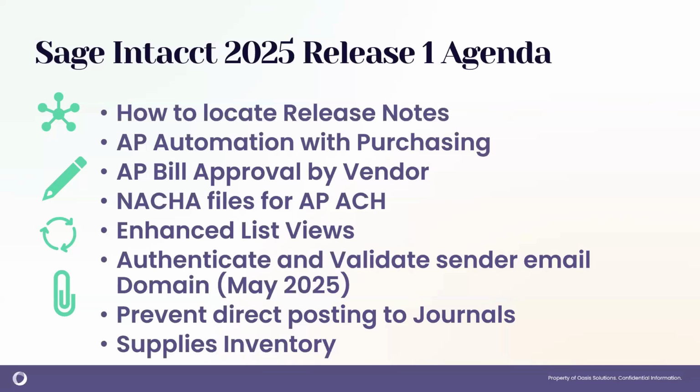We're going to talk about how to authenticate and validate your sender email domain. This is kind of an important one, as this is something you need to do and has a deadline of May of 2025. Next, we will talk about preventing direct postings to journals. So we currently have a prevent postings to general ledger accounts. So Intacct has taken that a step further with preventing those postings directly to a journal. And then we're also going to talk about supplies inventory.